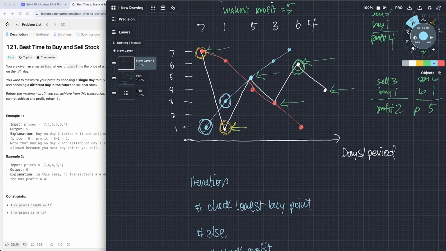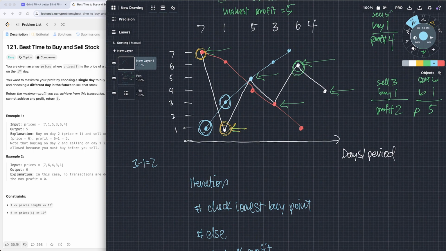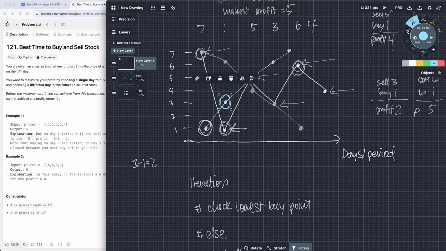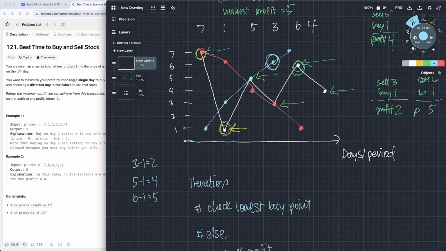What's the profit between this 3 and this 1? It's 2. Okay. And then we move our circle over to here, and that's going to be 5 minus 1, because 1 is the lowest that we've seen. And then we go to here, and that's going to be 6 minus 1. And then we go to here, and that's going to be 7 minus 1.